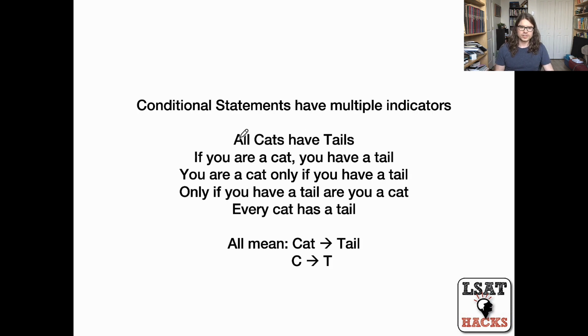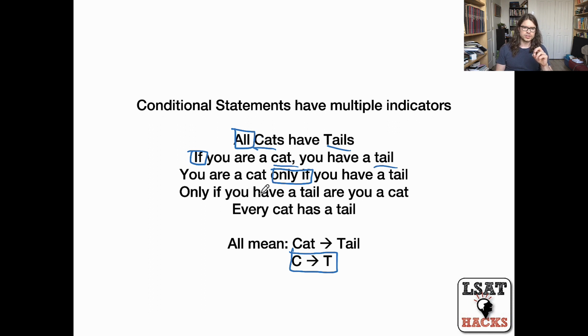And it's important to note that conditional statements have multiple indicators. So all of these are the same sentence. They all mean C arrow T. They all mean every cat has a tail. So all and if are what's called sufficient indicators. They indicate that what comes after it is a sufficient condition. Whereas only if indicates that what comes after it is the necessary condition. So same thing. It leads to C arrow T, but it's just the word that clues you in that this is a logical sentence. The only if is the indicator, and it's indicating necessary.